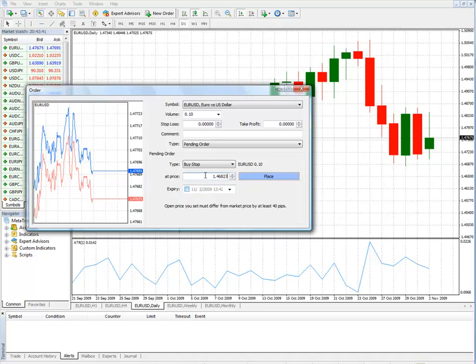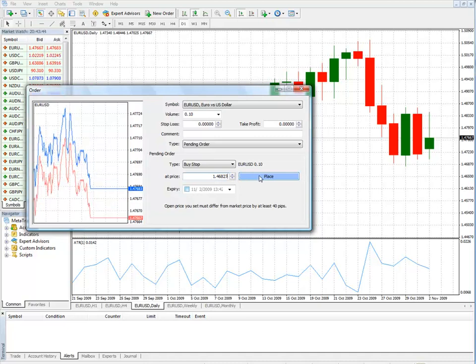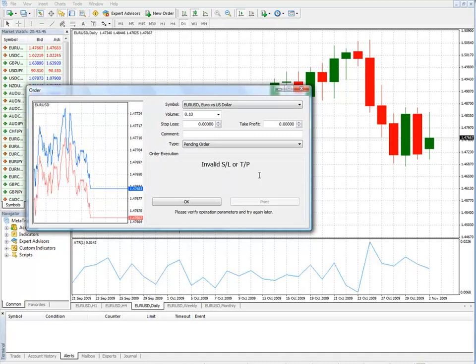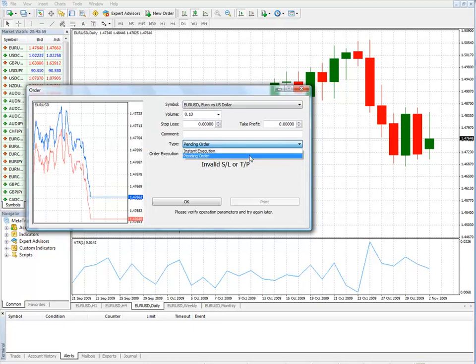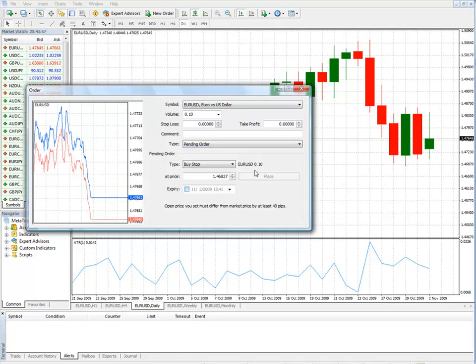1.46827. Okay. What did it tell me? Invalid stop loss or take profit. I'm not trying to set a stop loss or take profit. I just want a buy stop.